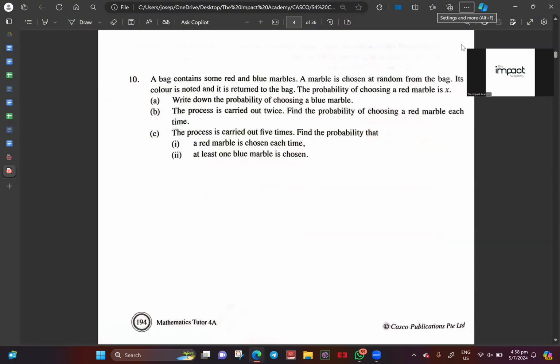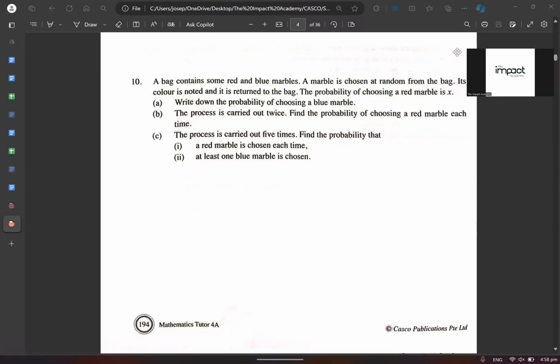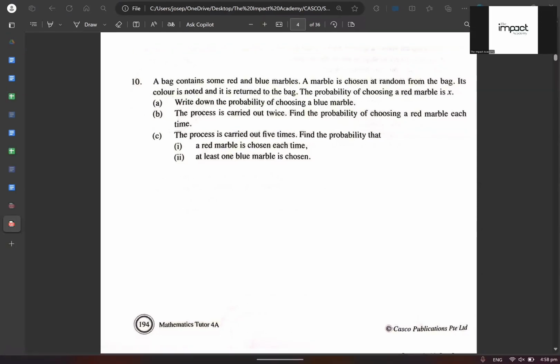Now, for question number 10, it says that a bag contains some red and blue marbles. A marble is chosen at random from the bag. Its color is noted, whether it's red or blue, and it is returned to the bag. That means to say it is getting replaced. Am I making sense? That means the denominator stays the same. Do you agree or disagree?